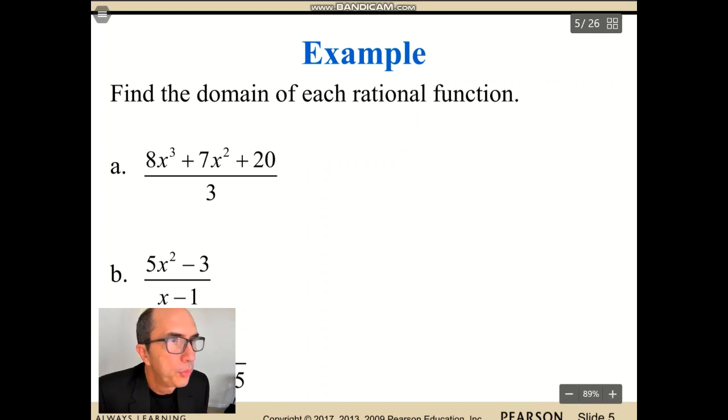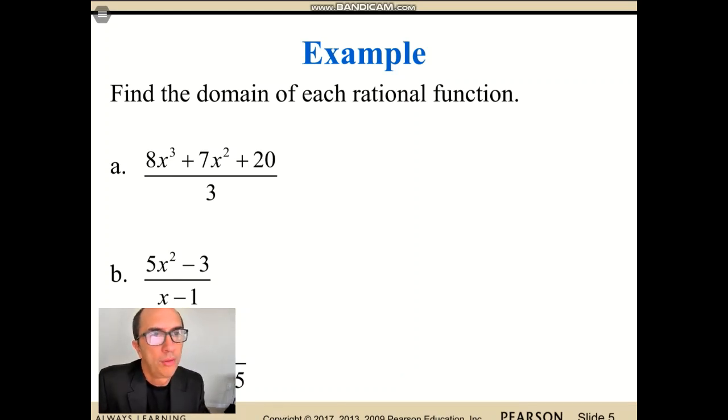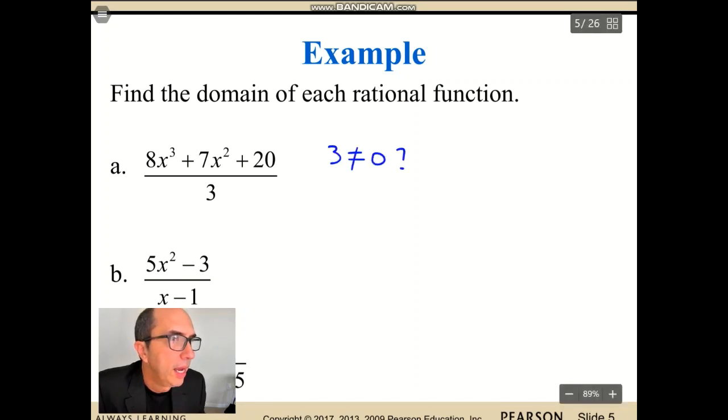Let's check the first example here, and we have 8x cubed plus 7x squared plus 20, all this expression over 3. What do you say about the denominator? Is the denominator different from 0? Yes. So that means x is going to be any real number. There's no restriction.